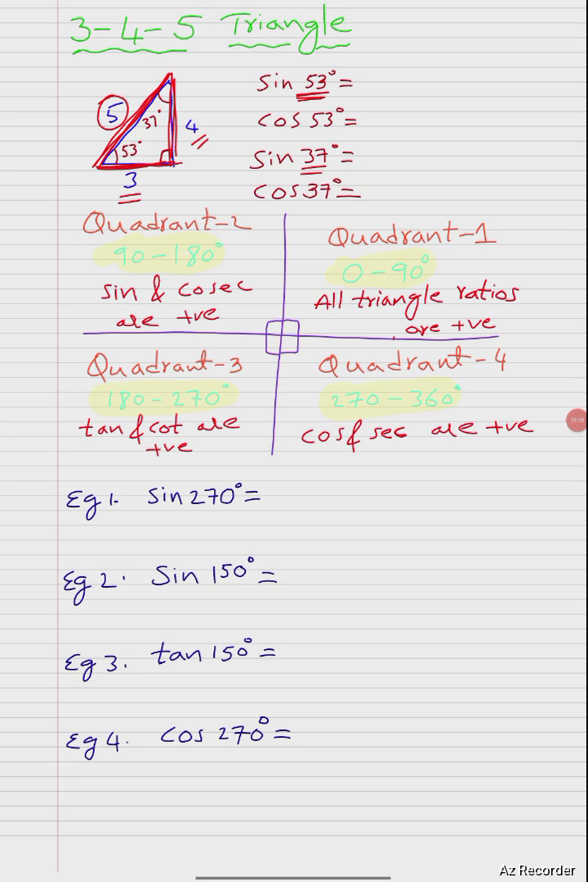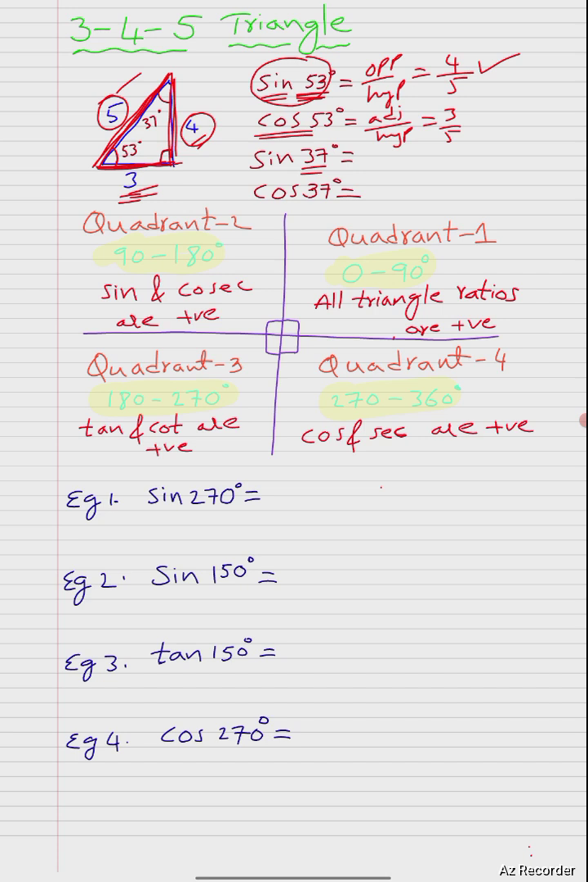Here, let us find sine 53. How do you find sine 53? Sine is what? Opposite by hypotenuse. So here opposite is 4, hypotenuse is 5. So therefore, sine 53 value is 4 by 5. Next, cos 53. What is cos 53? Cos is adjacent side upon hypotenuse, which is 3 upon 5.